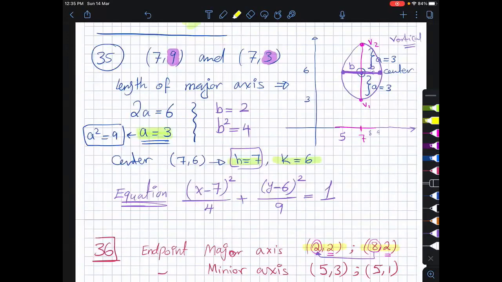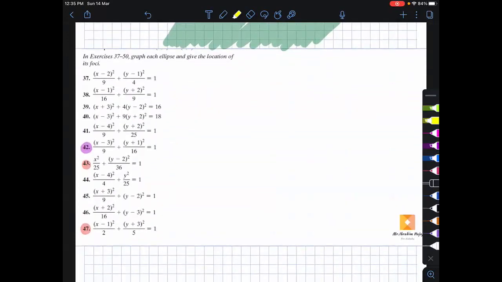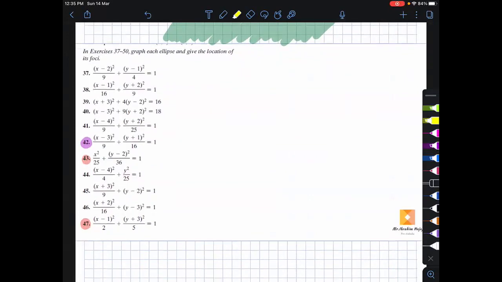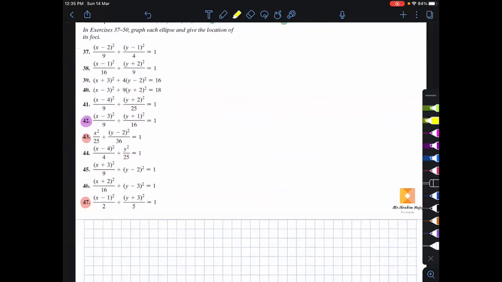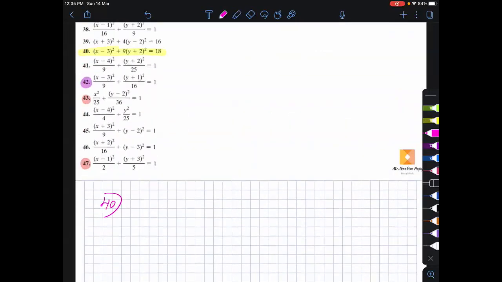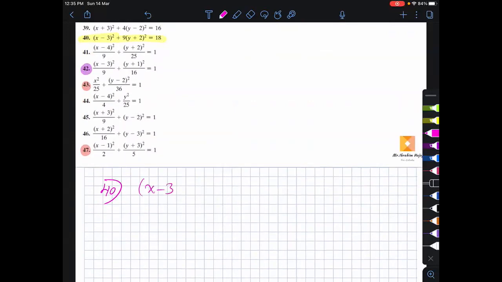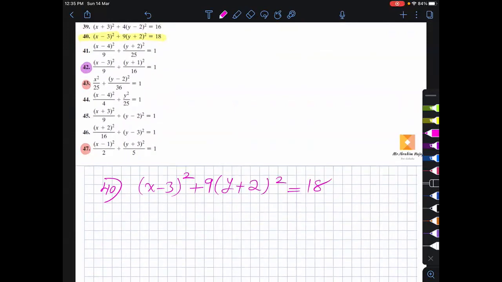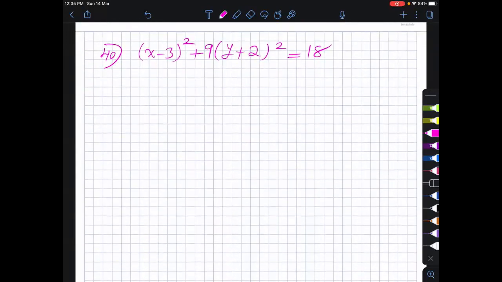We have some important questions also, exercises 37 to 50, and after these we will end this lesson, inshallah. From 37 to 50, graph each ellipse and give the location of its foci. Let's take, for example, question 40: x minus 3 all squared plus 9 times y plus 2 all squared equals 18. The question asks you to graph the function and locate its foci.